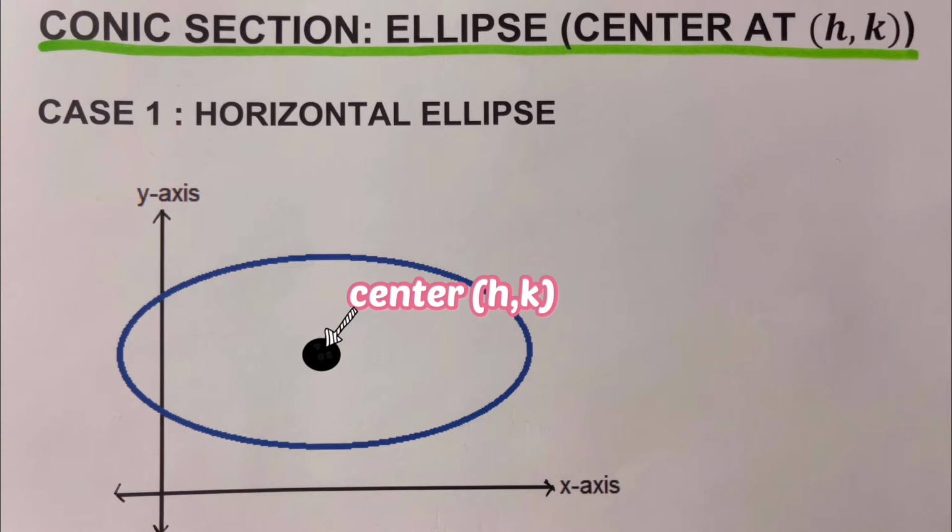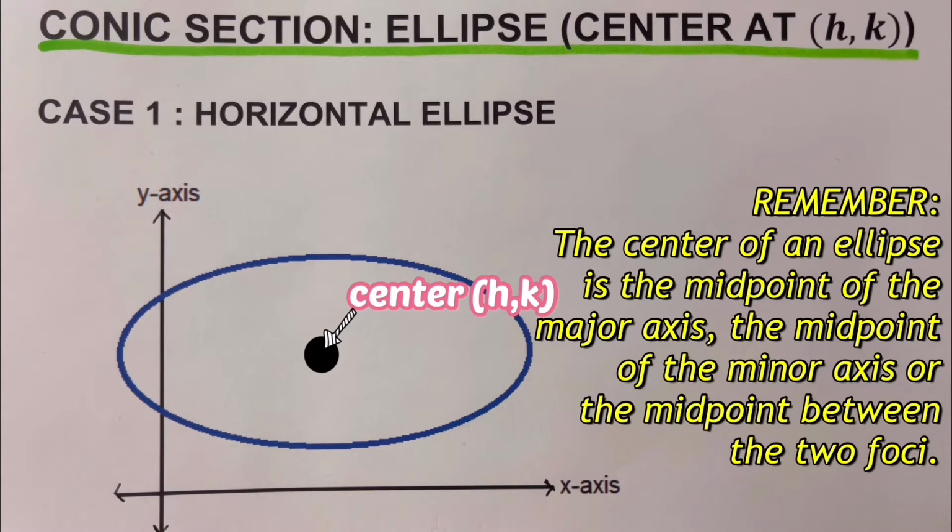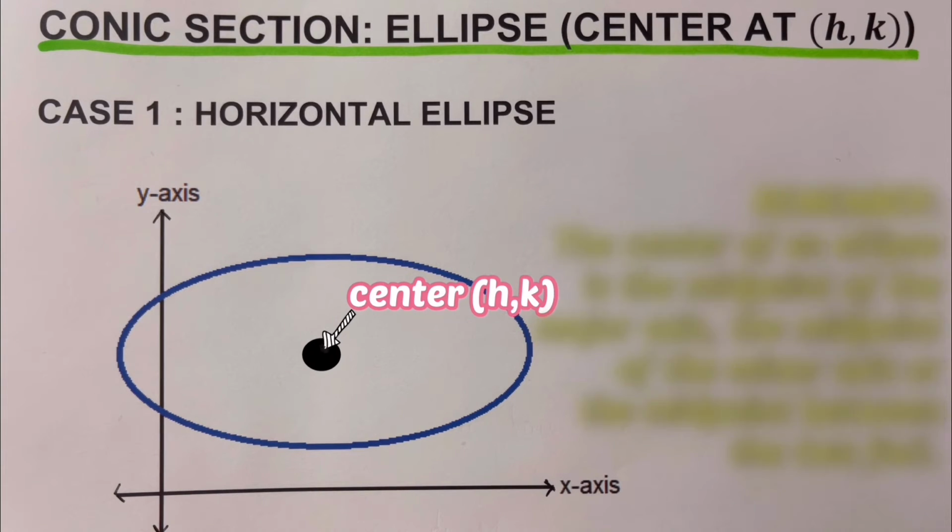This coordinate (h, k): the reading along the x-axis is represented as h, and the reading on the y-axis is represented as k. Please remember that the center is the midpoint of the major axis. It's also the midpoint of the minor axis, and it's also the midpoint of the two foci.